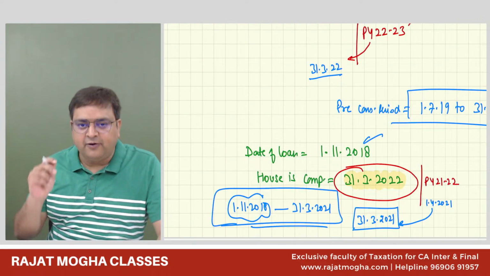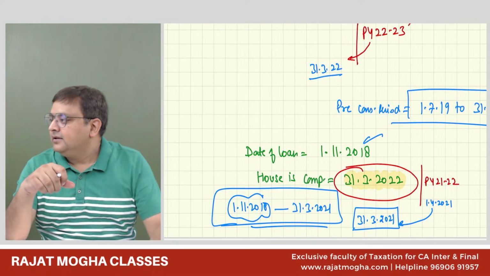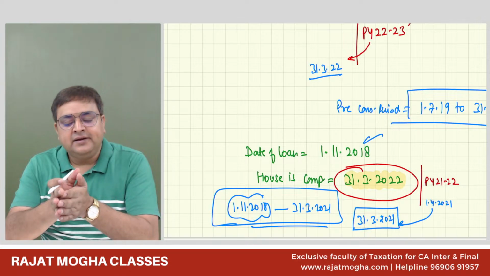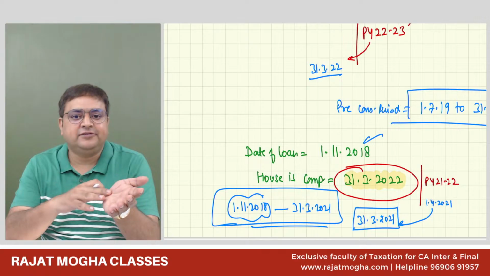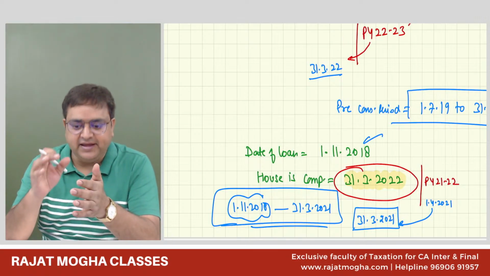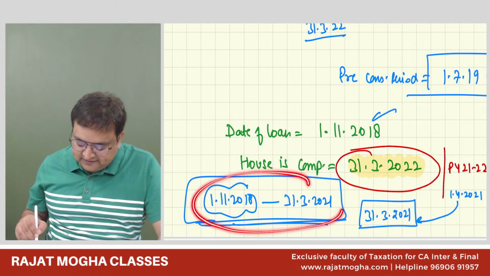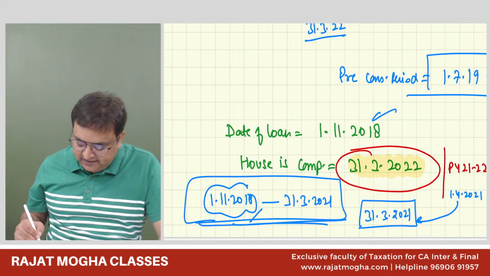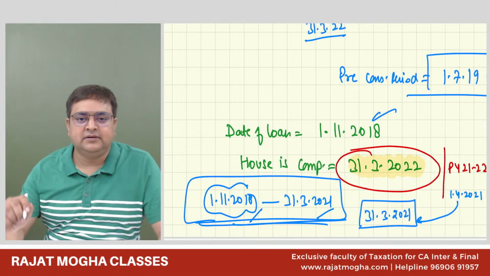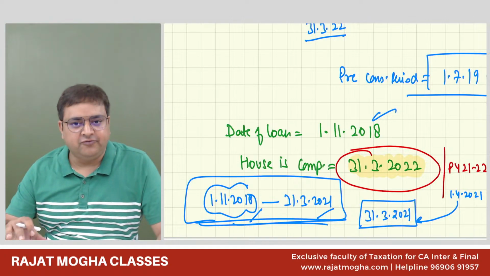Arup, you understood how to compute the pre-construction period also? Just see when your house is getting completed, in which previous year it is getting completed. Before that, 31st March would be where your pre-construction period ends. So now you have to calculate the interest for this particular period. Just see how many months are there. You have to compute the months from 2018 till 31st March 2021.